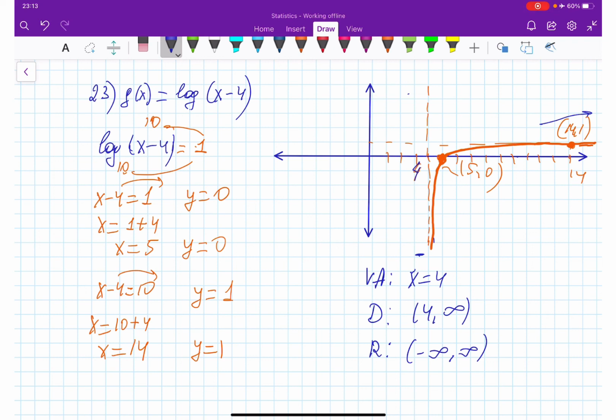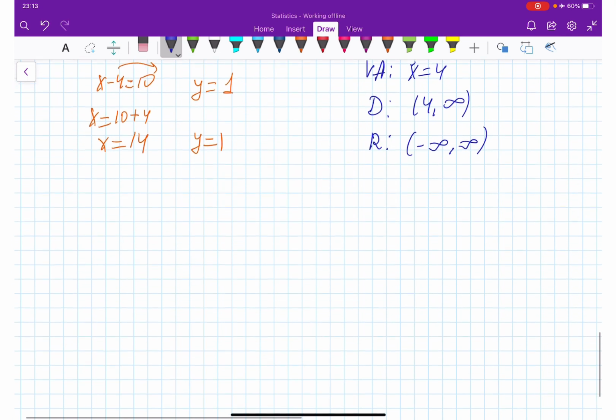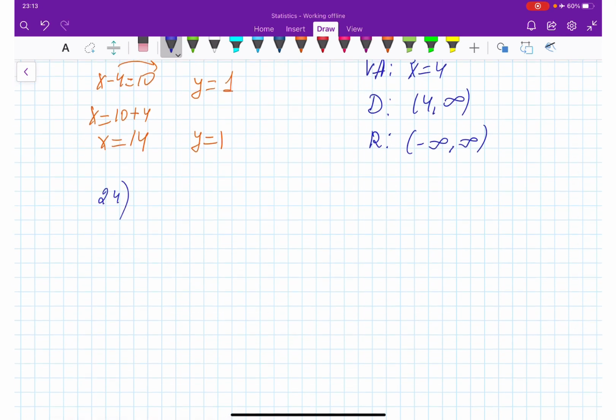Question number 24. Build h of x equal log x minus 1. So first we need to build log x, where if we don't have anything written, that means the base is going to be 10, right? So if I put here 1, this is 10 to the power 1, it's going to be equal to 10, right? Which means x is equal 10 and y is equal 1.